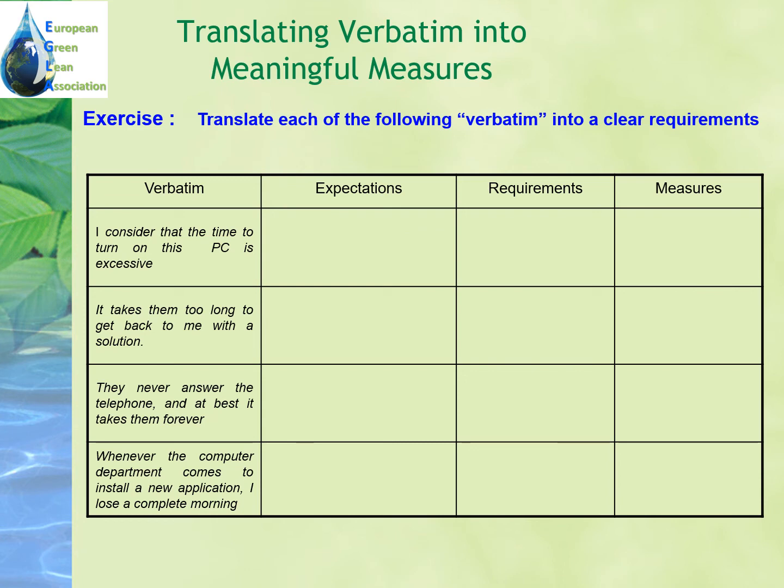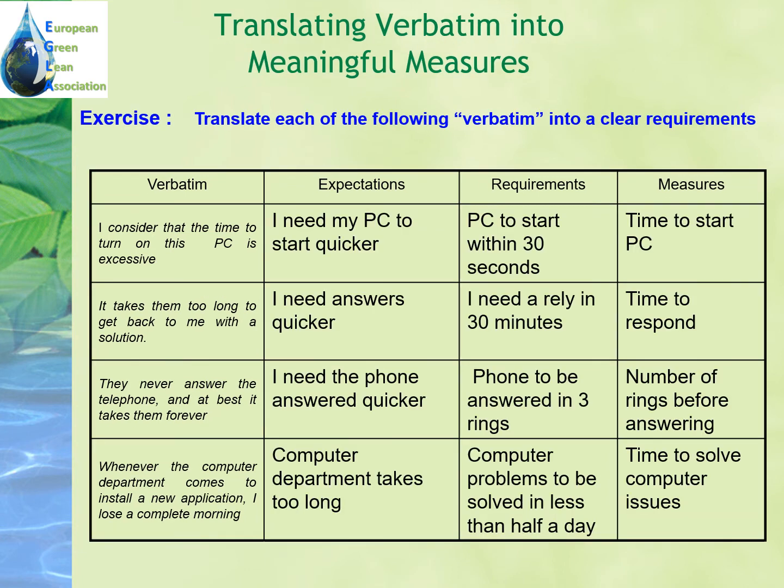So when you look at those empty squares, there are expectations, requirements, and measures. When we fill these up, expectations are: I need my PC to start quicker. I need answers quicker. I need the phone answered quicker. The computer department takes too long to do things. So you have to think what that means in terms of requirements. For example, PC to start within 30 seconds. I need to have a response in 30 minutes. Phone to be answered in 3 rings. Computer problems to be solved in less than half a day.